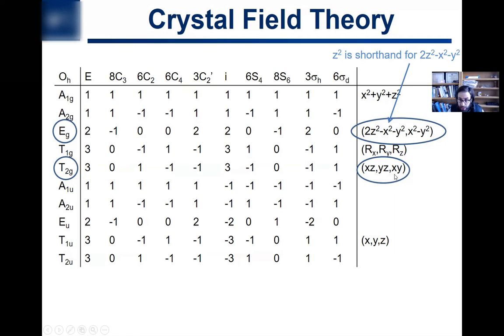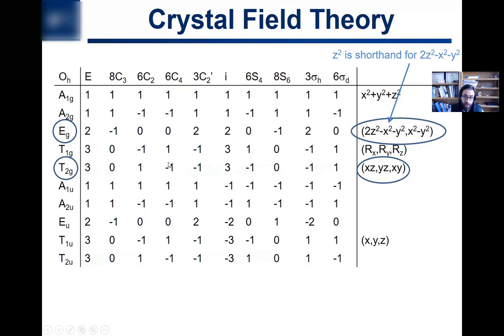That means that they have the same energy, and all three of them transform together. See, this T2g representation is three-dimensional. So three things must transform together if they have T2g symmetry. And in this case, it's these xz, yz, and xy functions.